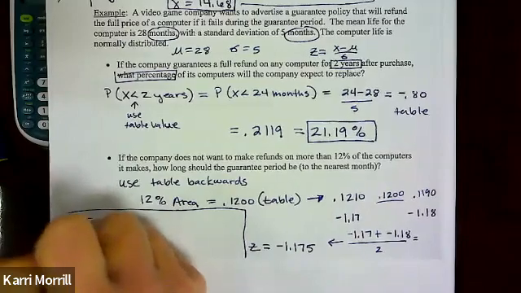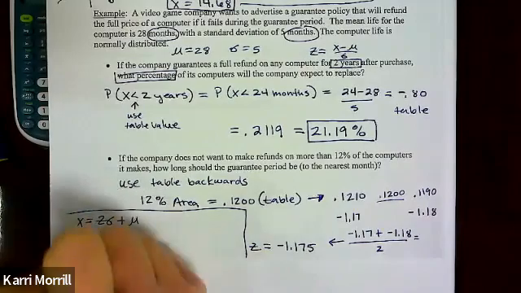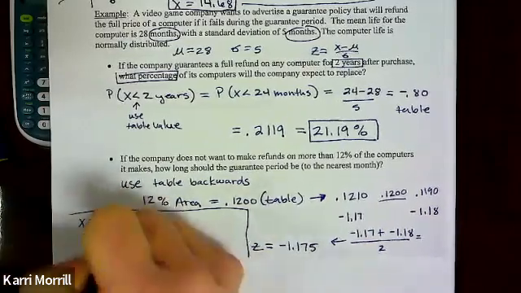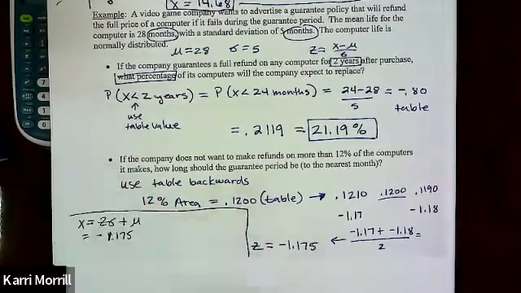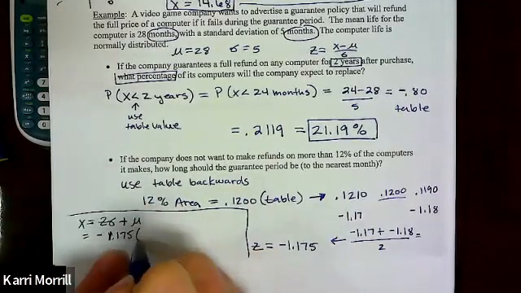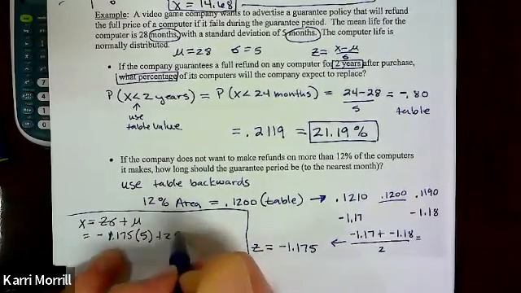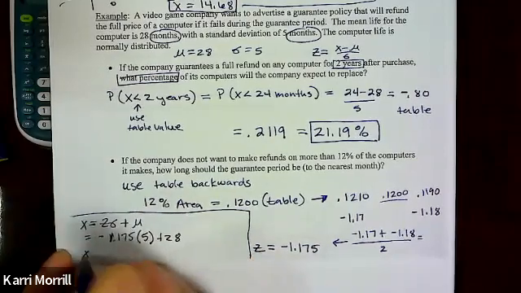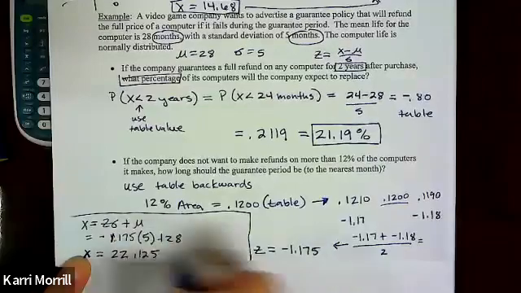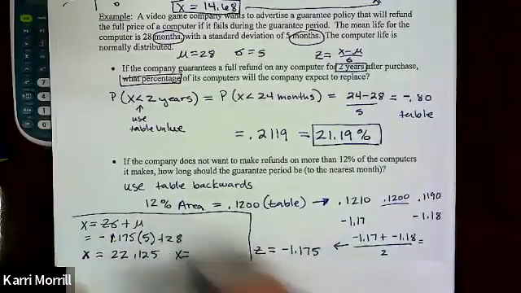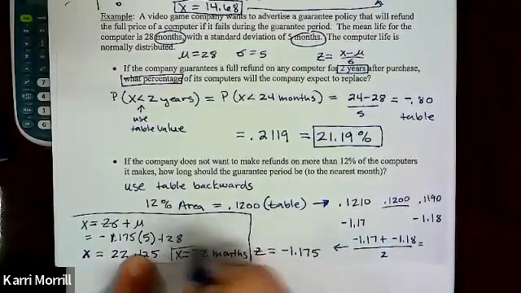So you have X equals your z-score times your standard deviation plus your mean. So negative 1.175 times my standard deviation we said was 5 months plus 28. And so X would need to be 22.125 months. So they said round to the nearest month, so 22 months. I rounded that to a whole number.